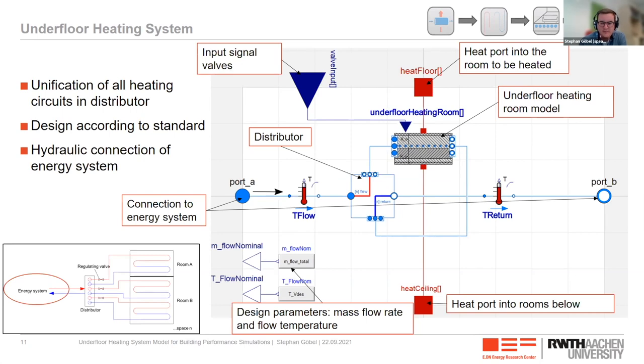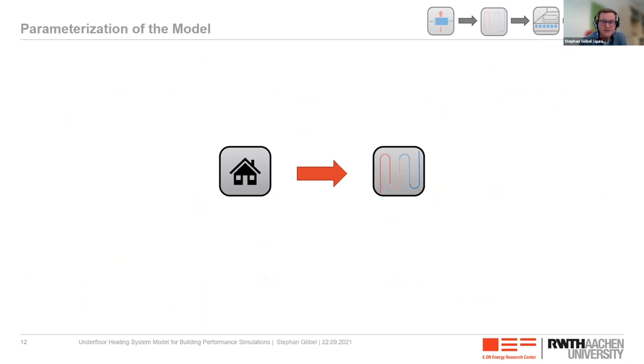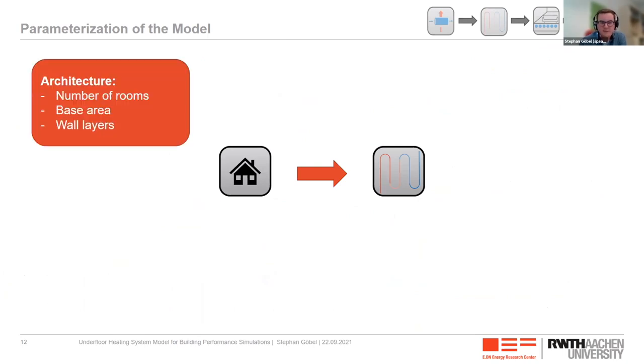So as I said, most of the parameterization is done automatically through the implemented European standard, but still a few parameters have to be set. In terms of architecture, it is the number of rooms, the base area of the rooms, and the records for the wall layers. But these are usually already known from the building. So the building specifies these parameters and you just have to reference it.